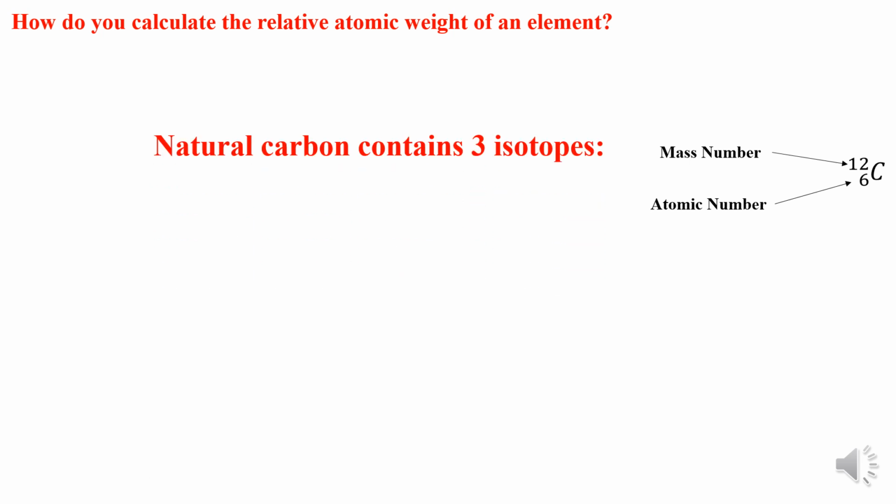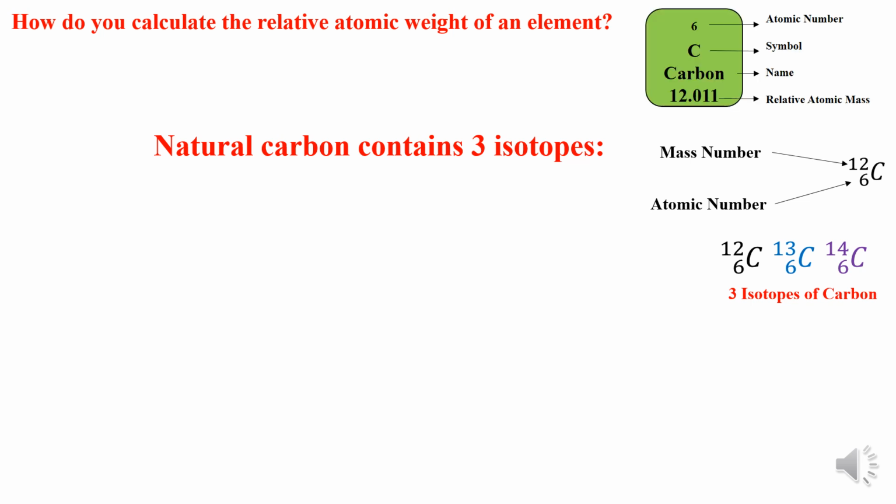Naturally occurring carbon contains three isotopes: C12, C13 and C14. Isotopes of an element have the same atomic number but different mass numbers. The three isotopes of carbon are C12, C13 and C14, where you find the same atomic numbers but different mass numbers. So atomic number is same, that is 6, while you find varying mass numbers, that is 12, 13 and 14.